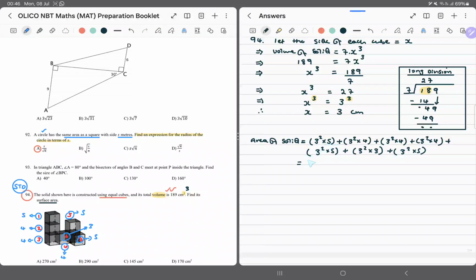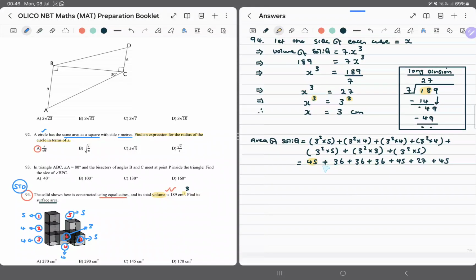So this is 9 by 5, that is 45, plus 9 by 4, that's 36, plus 9 by 4, which is 36, plus 9 by 4, that's 36, plus 9 by 5, that is 45, plus 9 by 3, that is 27, plus 9 by 5, which is 45. Okay, we've got 7 numbers here. 1, 2, 3, 4, 5, 6, 7. Good. We need to keep track of things now.